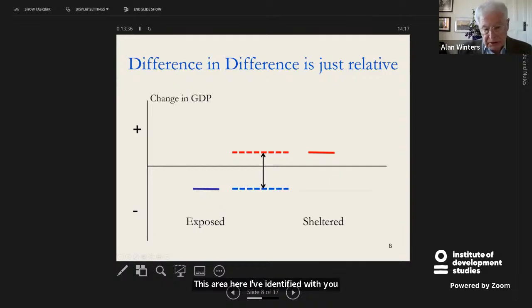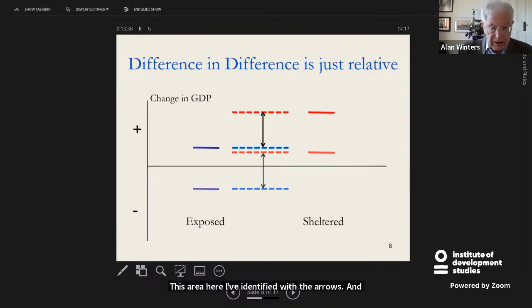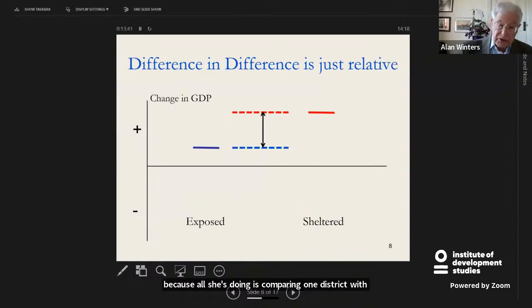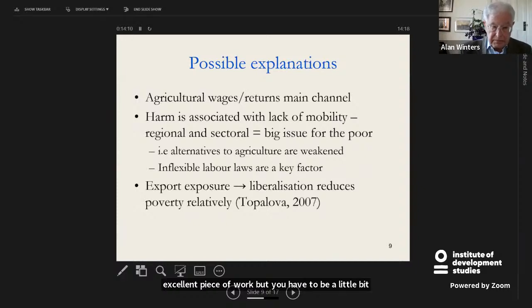And because all she's doing is comparing one district with another, actually, the story could really be this, that everybody gained from the trade. It's just that sheltered areas gained more than exposed areas. And if you're a policymaker, you may wish everyone to have exactly the same proportion of benefits, but actually you'd pretty much settle for everybody getting 3% and some people getting 10%. So it's important to remember that this is a really excellent piece of work, but you have to be a little bit careful about interpreting it.